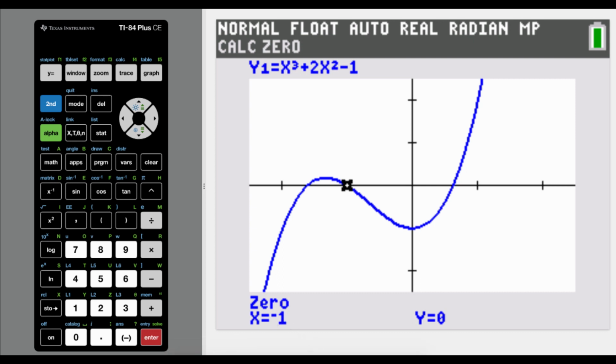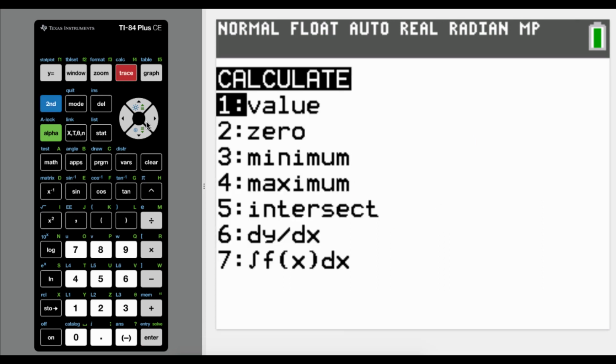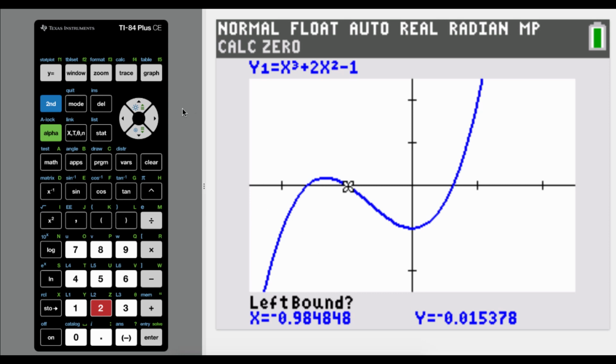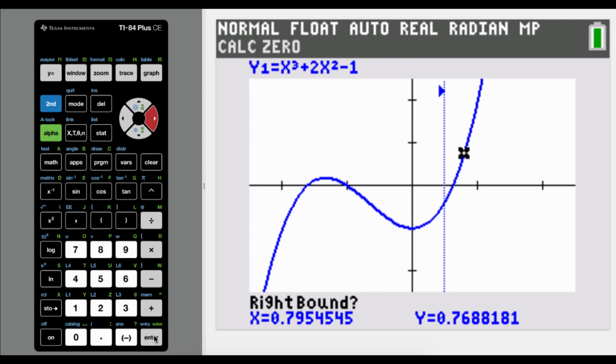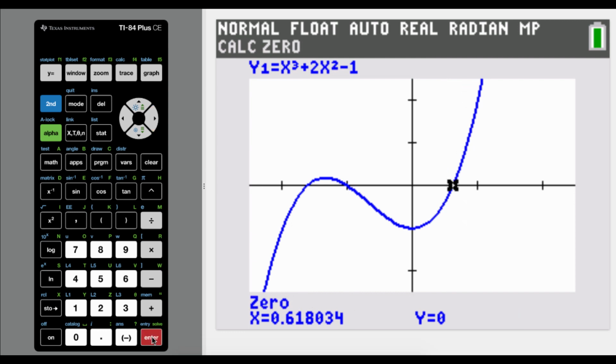And then we've got one more x-intercept to find. So I'm going to hit second and trace one more time. Option number 2. Now we have to be over by the last x-intercept. Again, it's going to ask us for a left bound point. So I click left a few times, hit enter, click to the right and go past the x-intercept, hit enter, enter one more time. And it looks like our last x-intercept is at about 0.62.